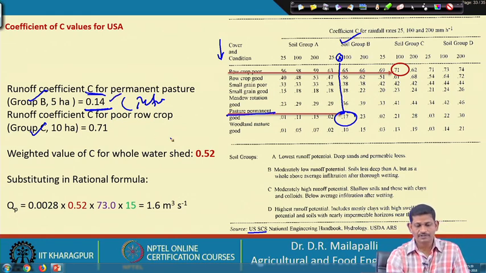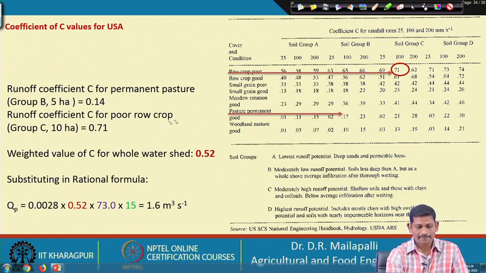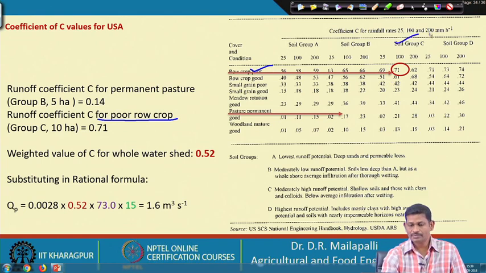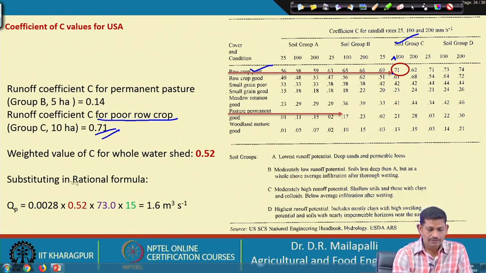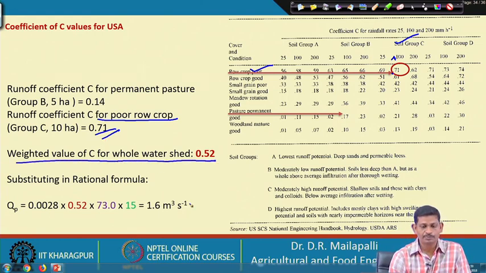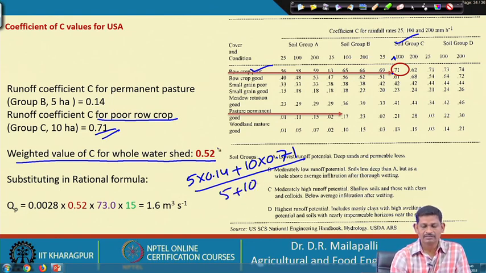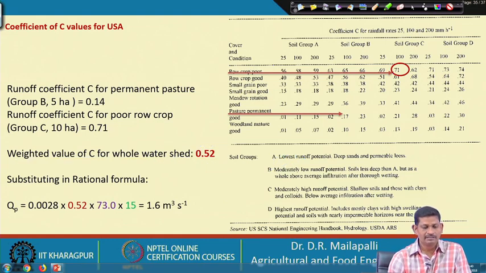Similarly, the runoff coefficient C for row crops and soil group C, again at 73 mm per hour, is around 0.71. Then the weighted C for the whole watershed is 5 hectares times 0.14 plus 10 hectare times 0.71, divided by 5 hectare plus 10 hectare. If you do this math, you get 0.52 as the weighted C.